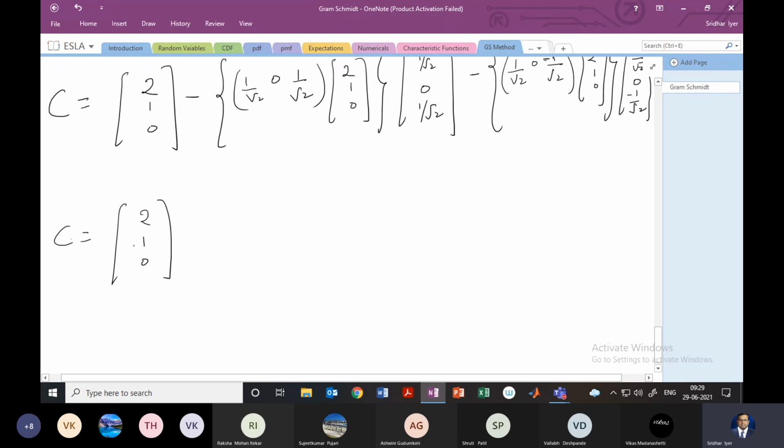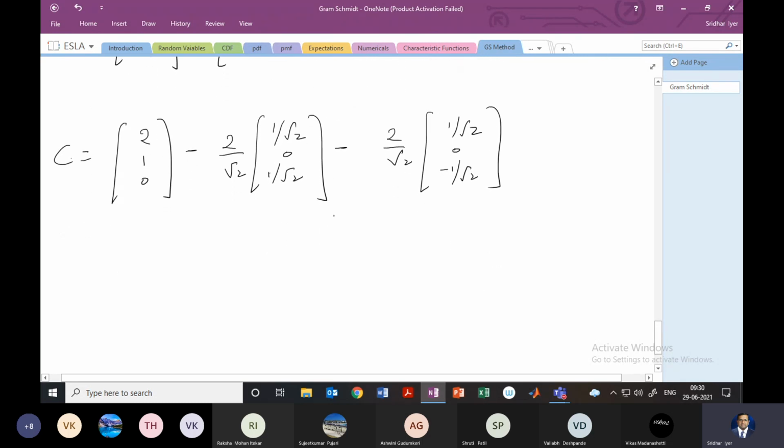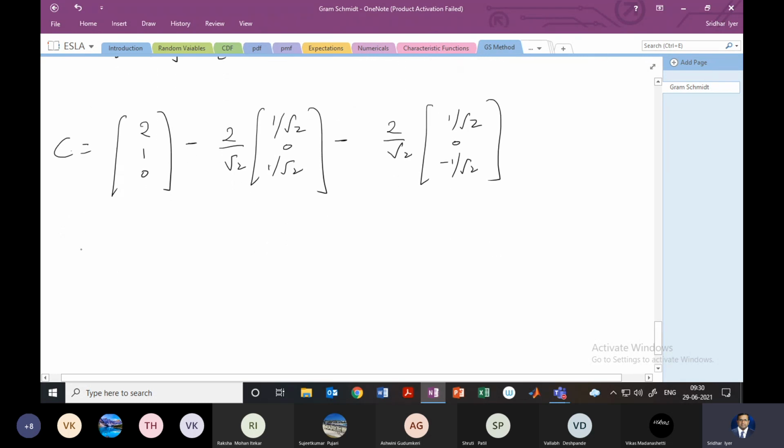Then we have negative. We multiply. So 2 by root 2, 0, minus 2 by root 2. So I hope you are getting that. Please match. Okay. Therefore, C will be 210.